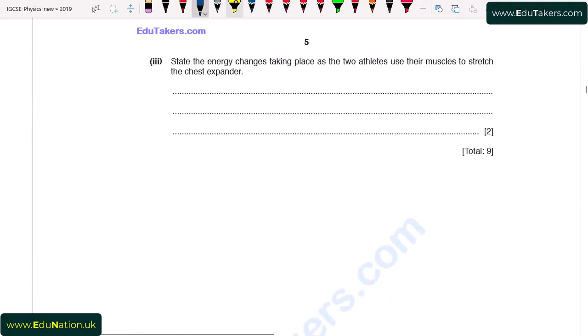Part 3. State the energy changes taking place as the two athletes use their muscles to stretch the chest expander. So which kind of energy changes take place here? We know that inside the body of the athlete, energy is stored in the form of chemical energy, and when he stretches the springs, the chemical energy is converted into elastic energy, because the elastic energy is associated with the springs. So I write here energy changes from chemical to elastic energy.